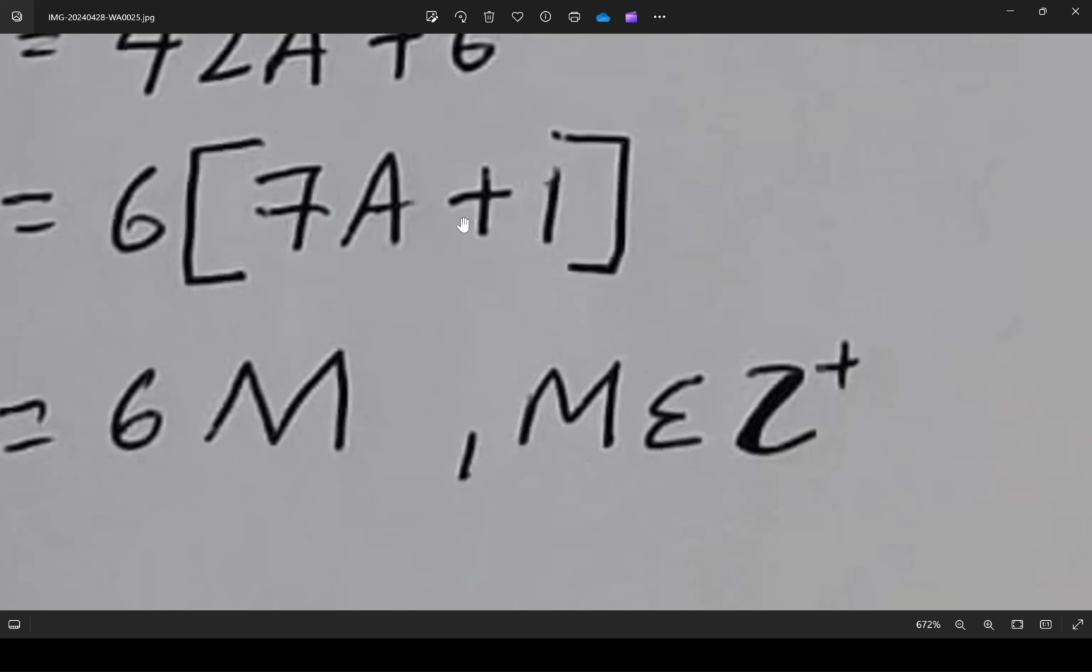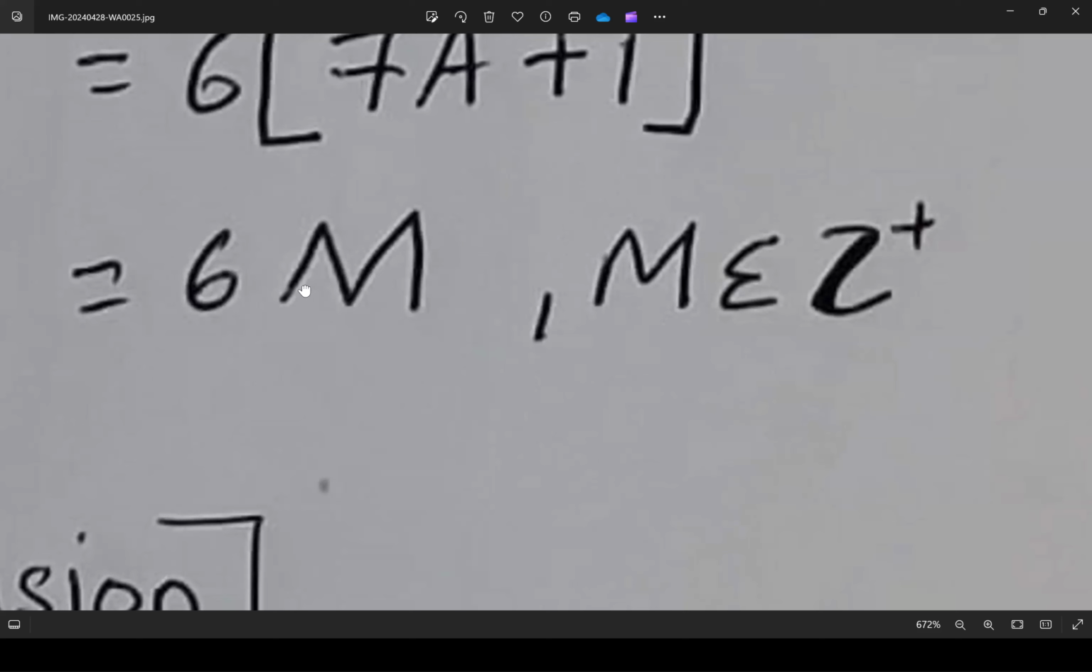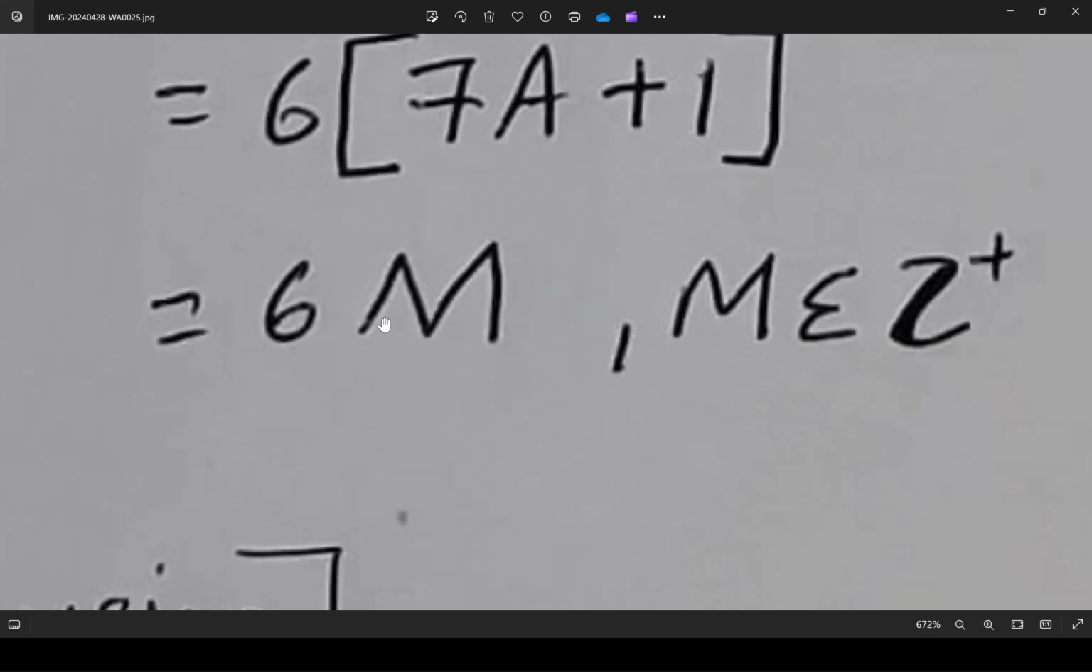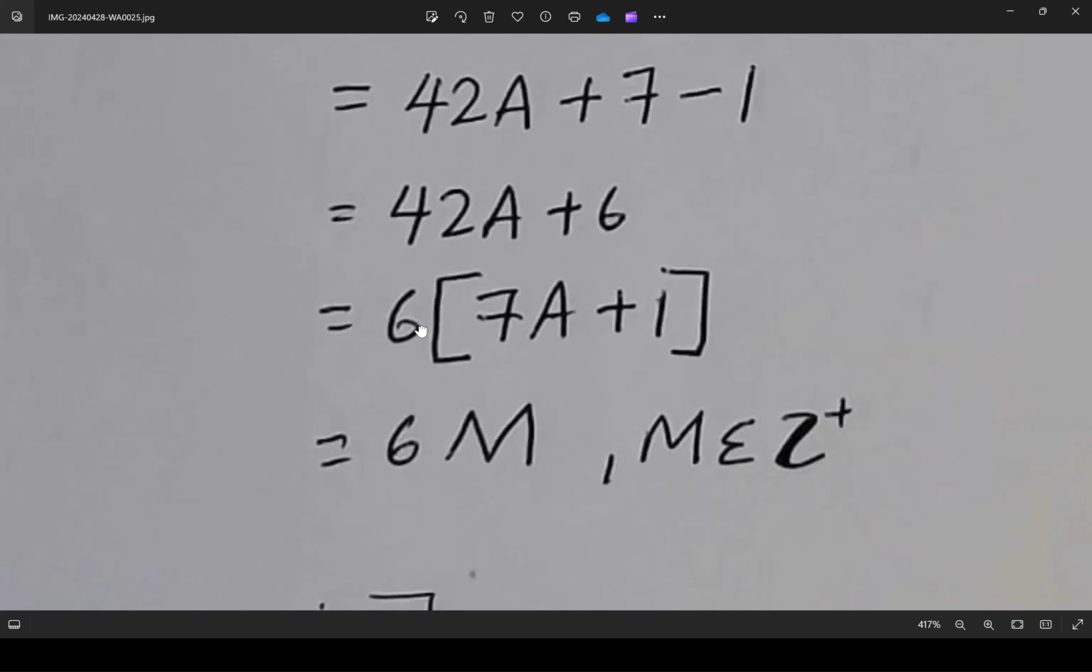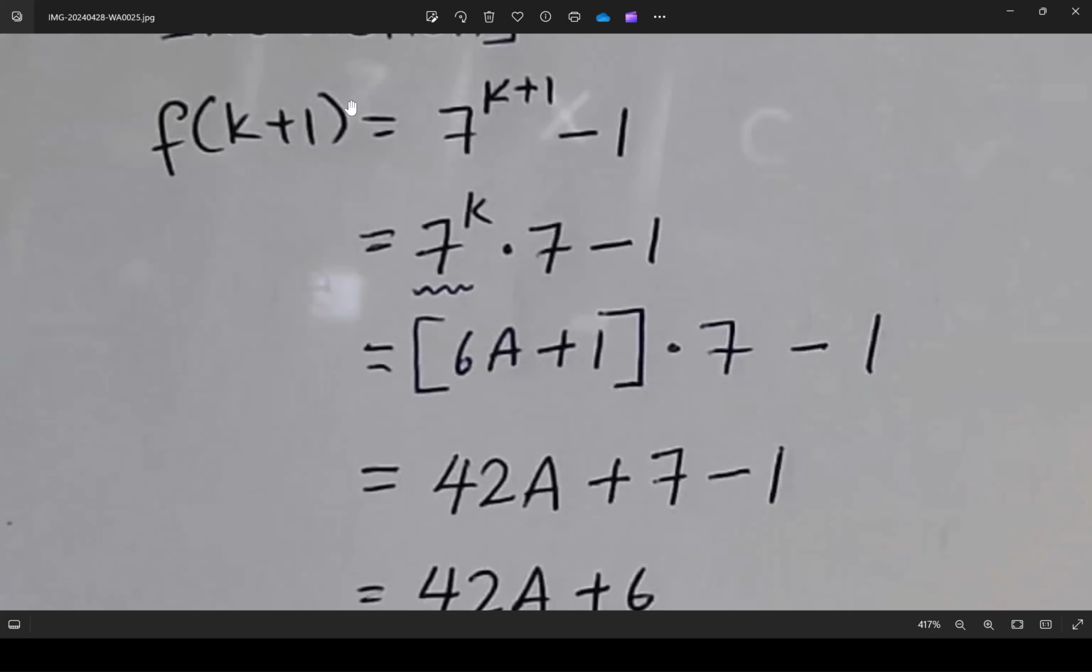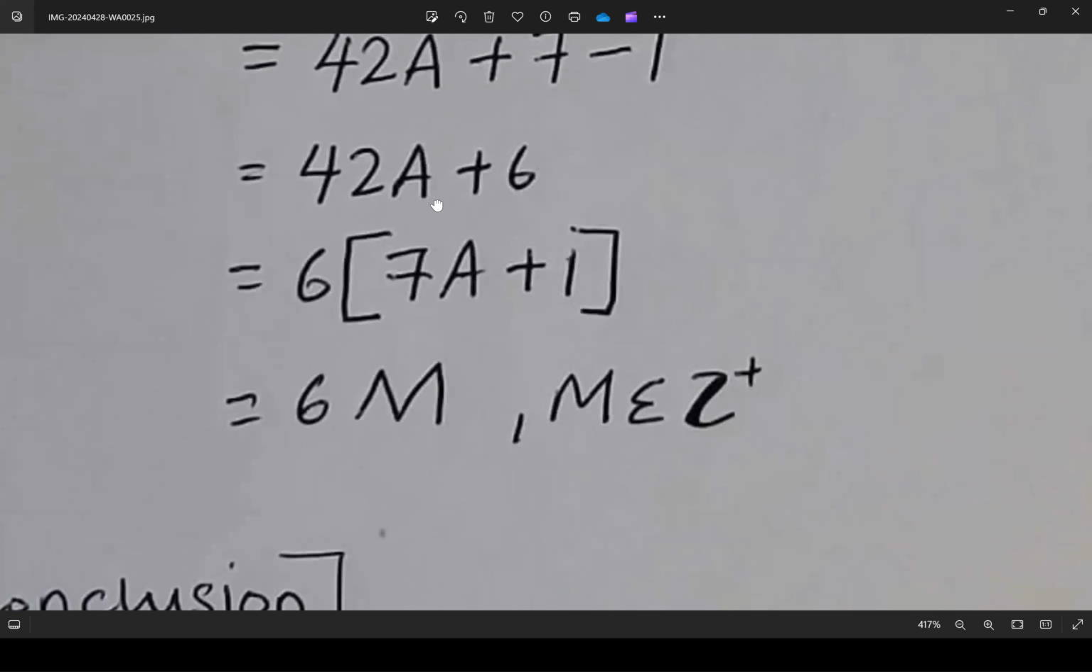So that means 6 times some integer. We don't care what that integer is, but it's 6 times another integer. And if it's 6 times an integer, then you know that means what? f of k plus 1 is divisible by 6.